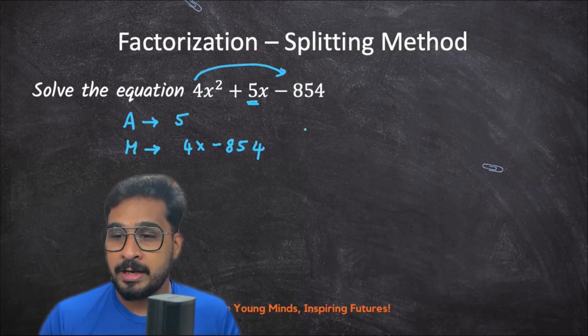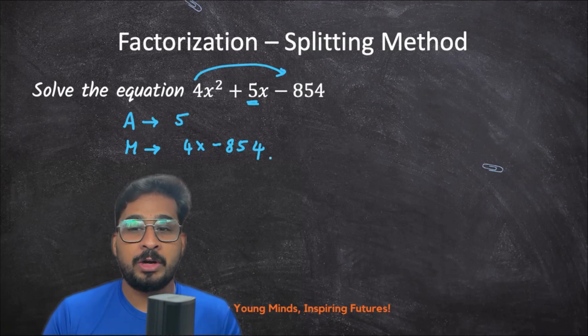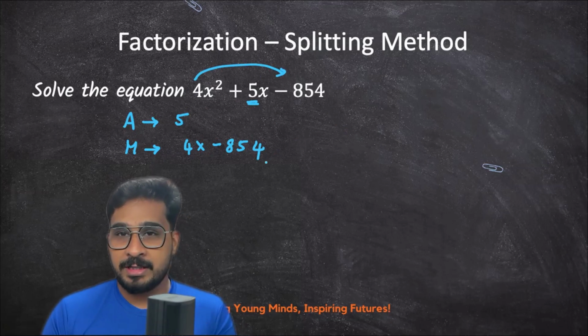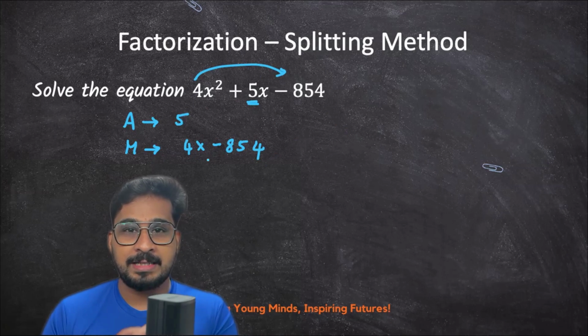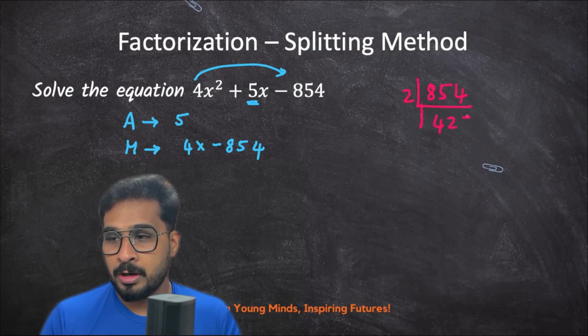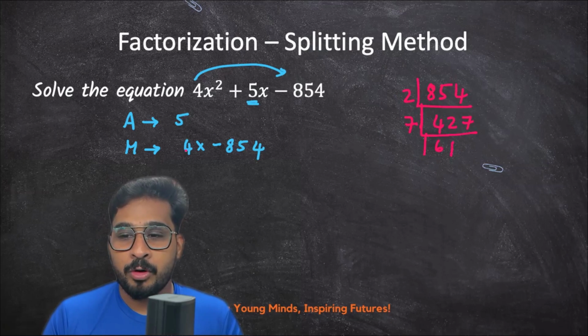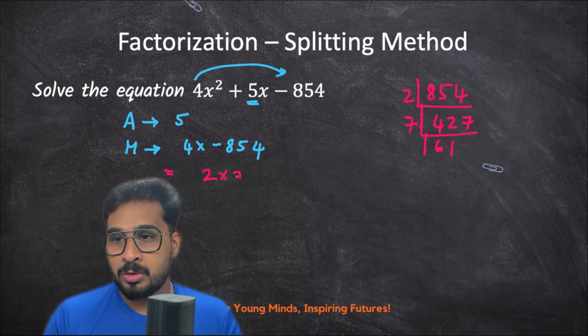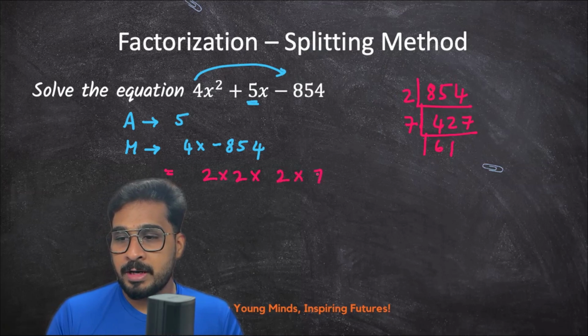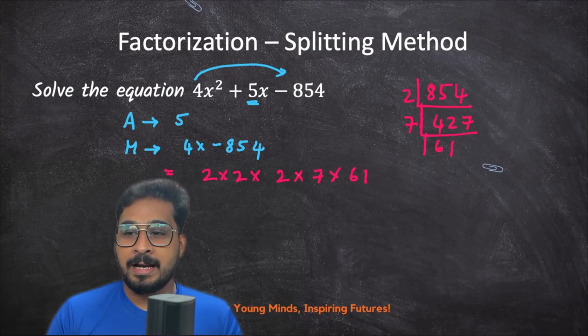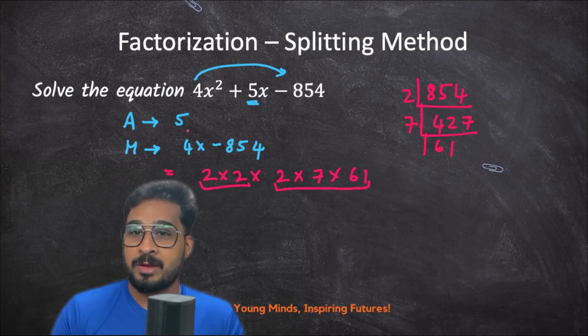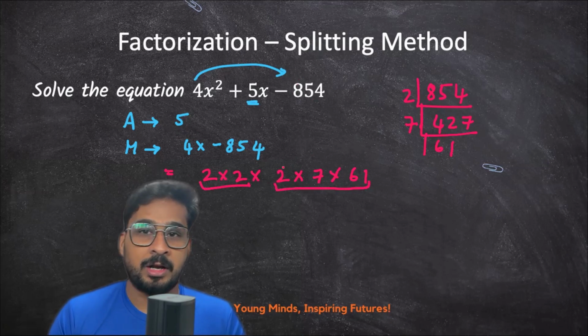Take 4 into 854, and we need to split 4 into 854 into two factors in such a way that they sum to 5. Now, factorize 854 by using the prime factorization method. 854 is 2 times 427, 427 is 7 times 61, and yes, 61 is a prime number. I can write 4 into 854 as 2 into 2 into 2 into 7 into 61. Now, by trial and error, you take these factors and check whether they sum up to 5. Since it has a negative number, this should be a subtraction and not an addition.